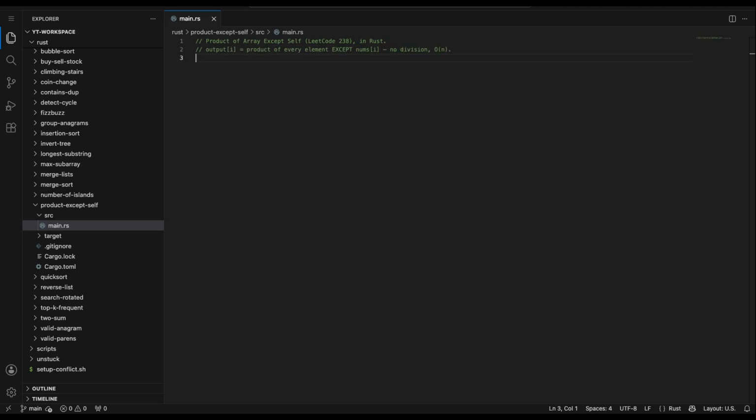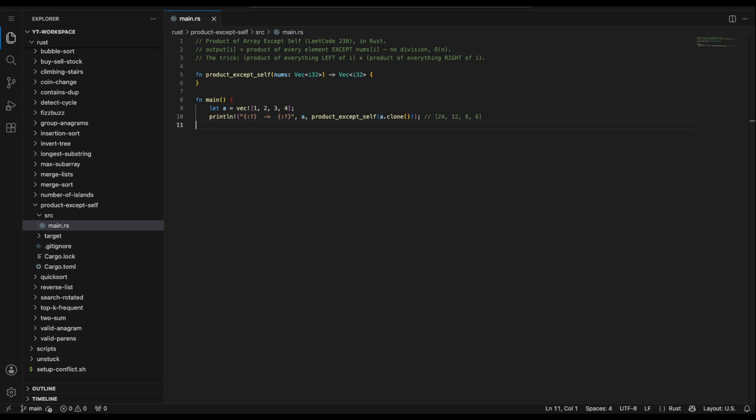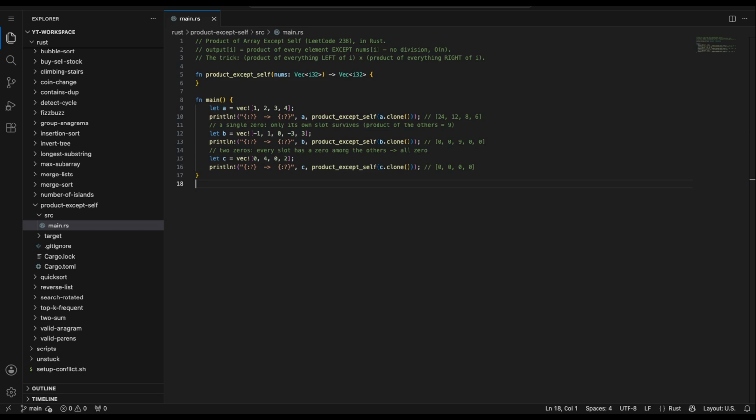The function takes a vector of numbers and returns a vector of the same length. We set up the answer array output and fill it with ones to start. And here's the space trick. We won't allocate separate prefix and suffix arrays. We'll build the whole answer right inside output, using just one extra running number at a time. The body is empty for now, and below it a main that runs an example. Let's fill it in. 2 passes, and that's the entire algorithm.